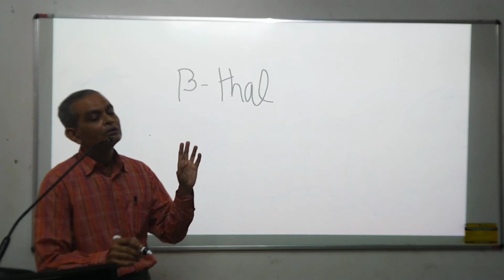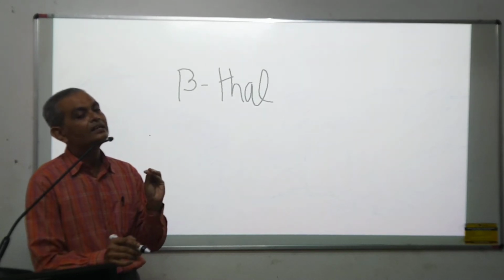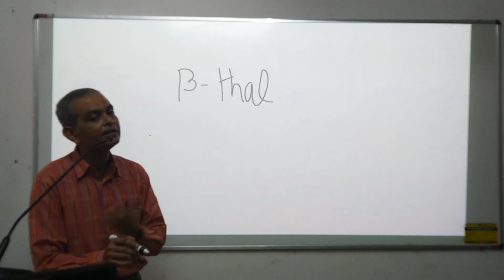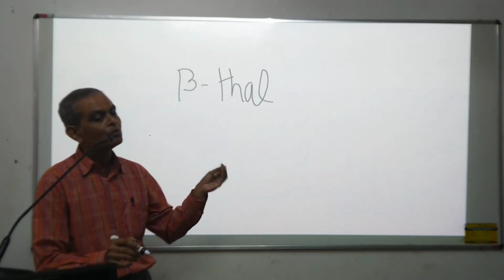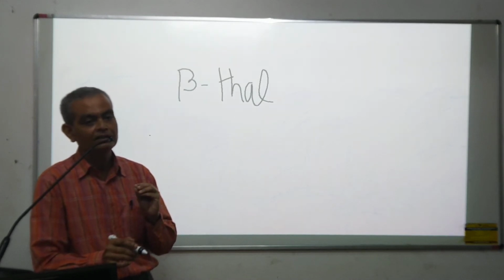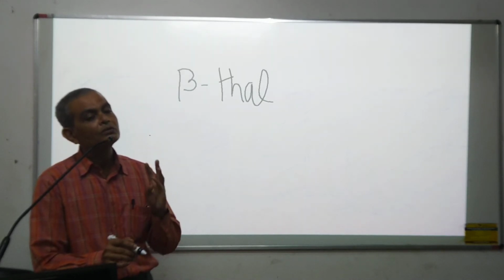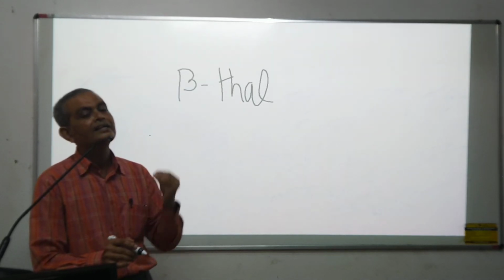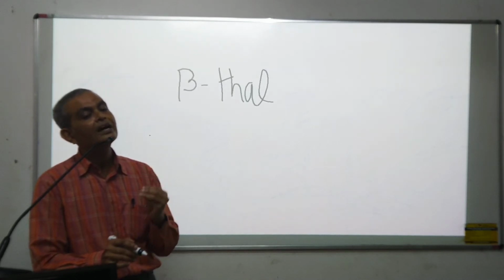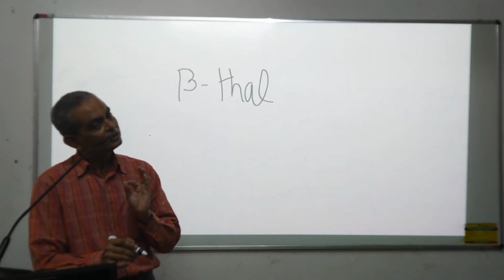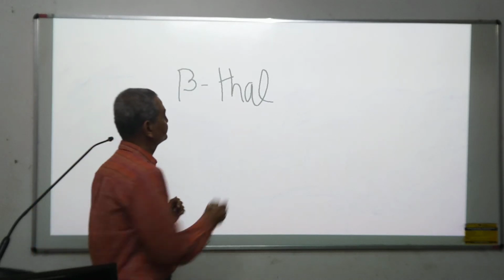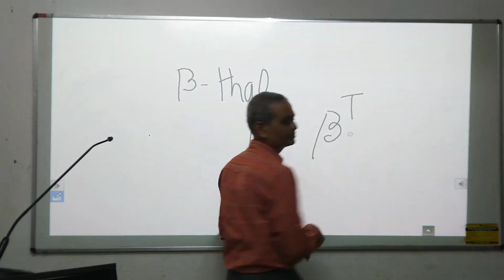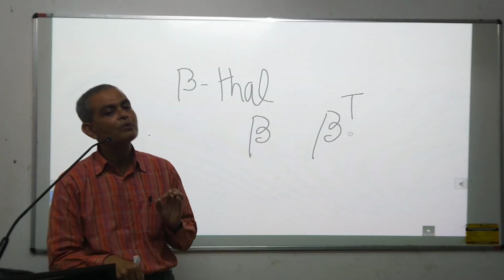In each cell, one gene will come from the father and one gene will come from the mother. That you already know from the very beginning of our life. So there are 2 genes. Now we are thinking that the normal beta gene is beta and the abnormal beta gene is beta thal. Is it clear? So these 2 types of genes are possible.